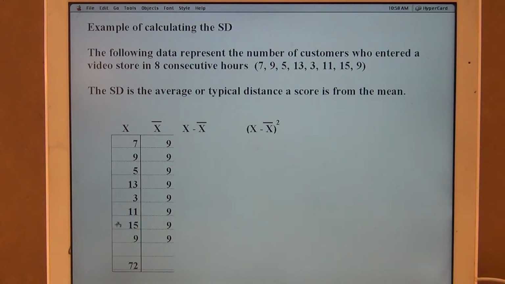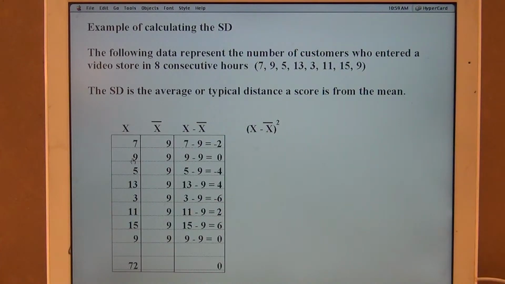Now, to compute the standard deviation, remember I said it's the distance of each score from the mean. So now we have to compute the score minus the mean. Let's see what that looks like. Here the score is 7 and the mean is 9. So 7 minus 9 gives us a -2. Here the score is 9. 9 minus 9 would give us 0.